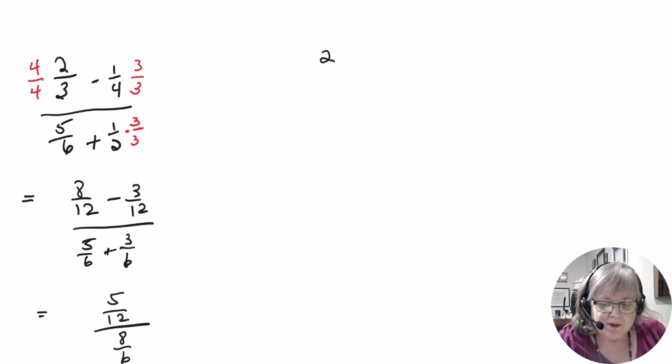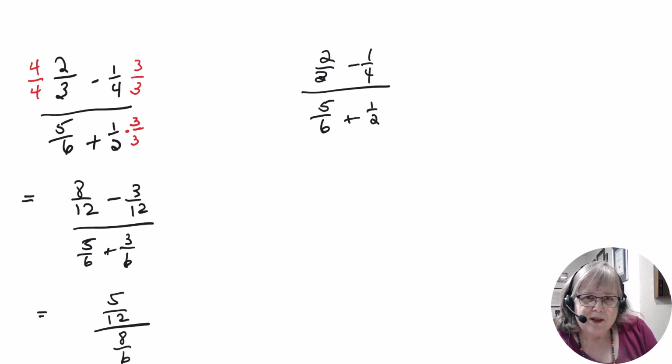And you have 2/3 minus 1/4 over 5/6 plus 1/2. Same problem. And this time, instead of looking at it as two pieces where you have a top set and a bottom set of fractions, what I want you to do is think of it as four fractions inside of a fraction. So you have 2/3, that's one, 1/4 is the second, 5/6 is the third, and 1/2 is the fourth fraction. And you look at it and go, what is the least common denominator of all four pieces?